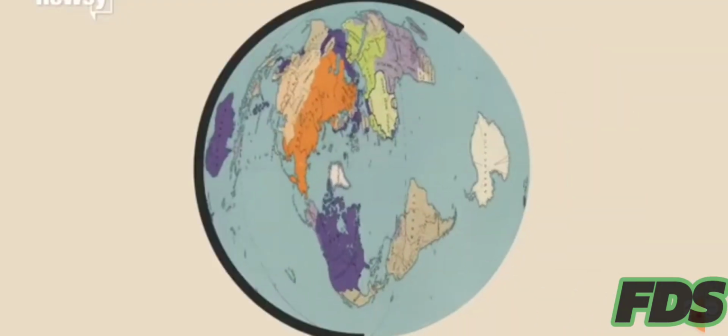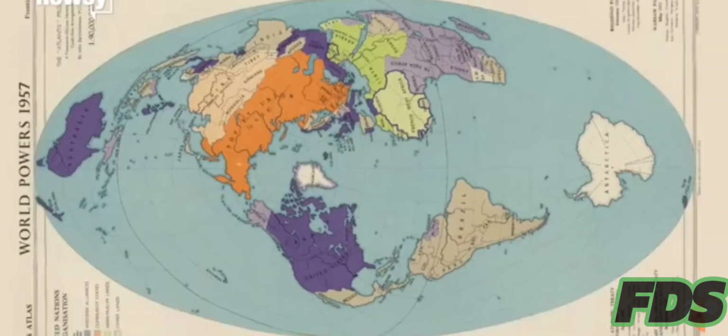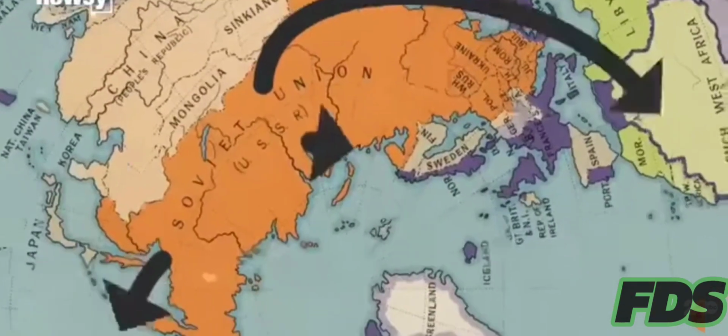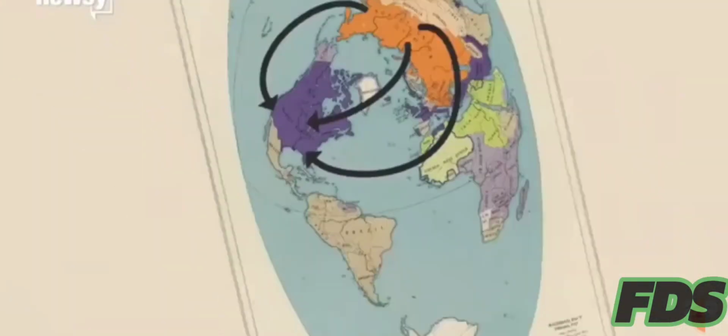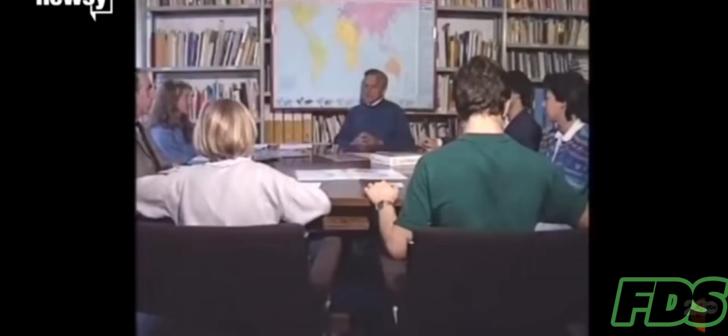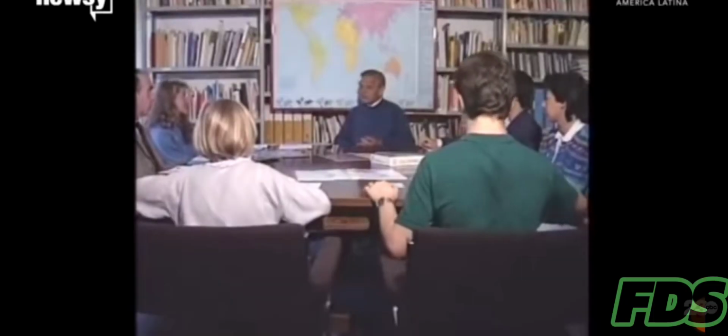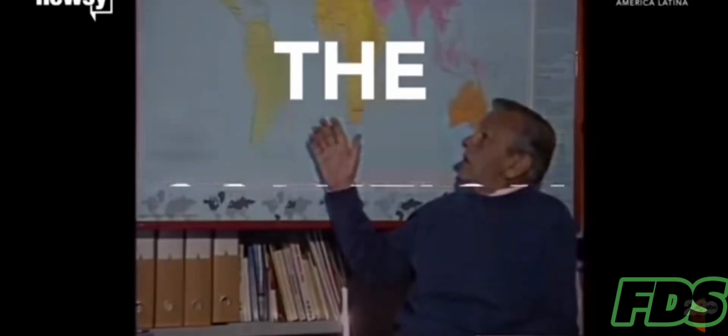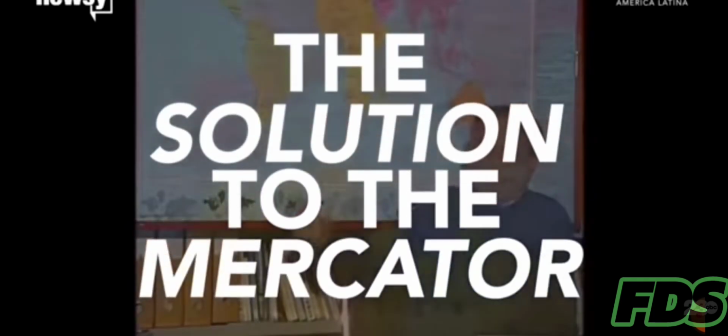A transverse oblique homolographic map does wonders for showing how close and how threatening the USSR really was in this Times Atlas map. Eventually, a German historian created what he said was a revolutionary map projection that he marketed as the solution to the Mercator.